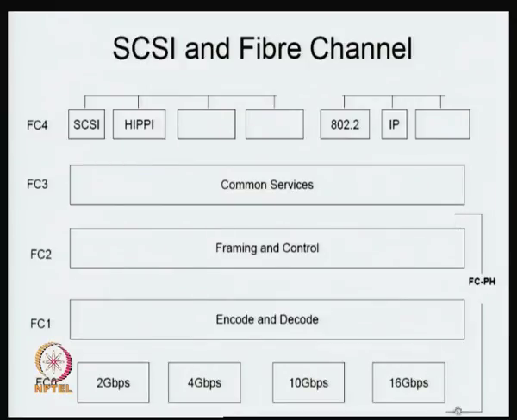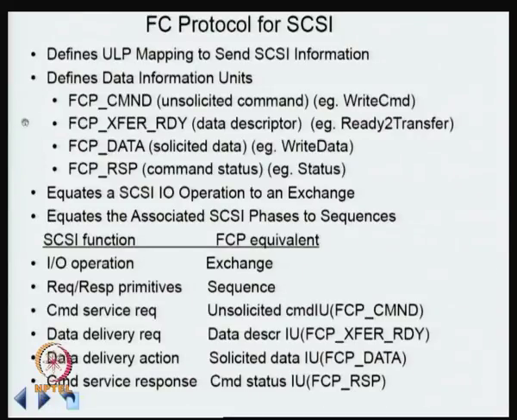These three things are basically what is called the physical layer, starting from this to this. The framing and control and decode. Let us see how the mapping happens.